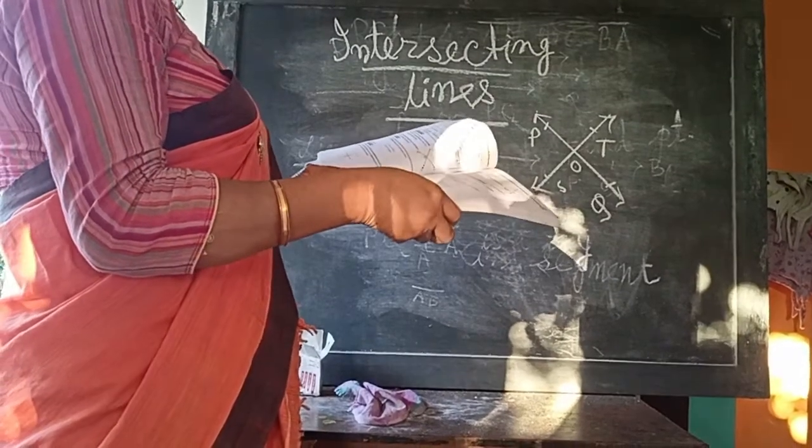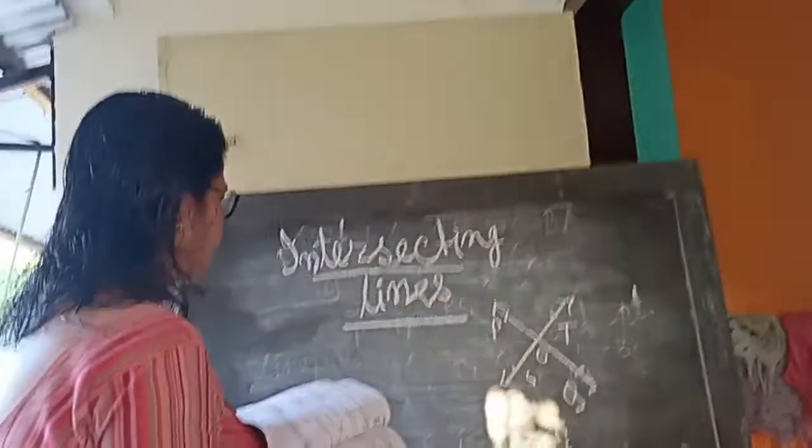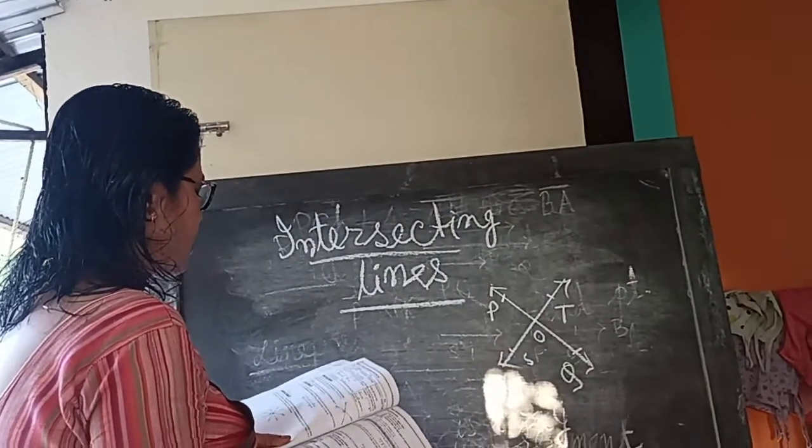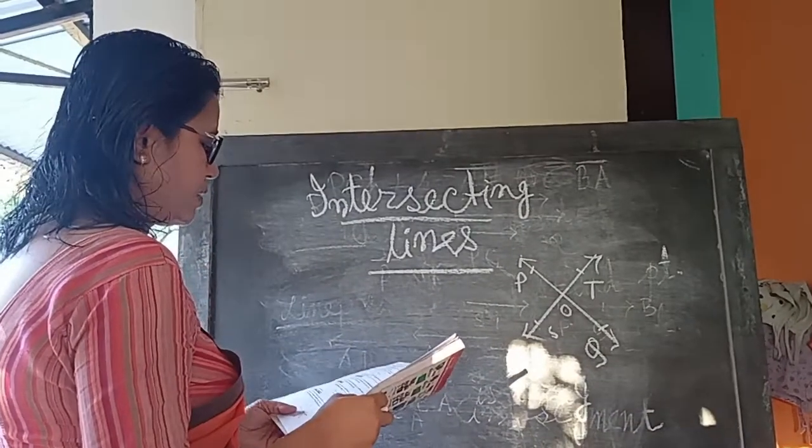A crossing road, multiplication signs, addition signs, etc. are examples of intersecting lines. Okay.